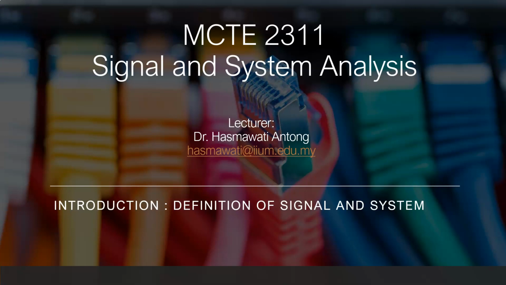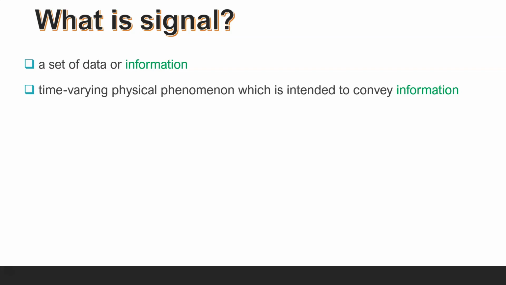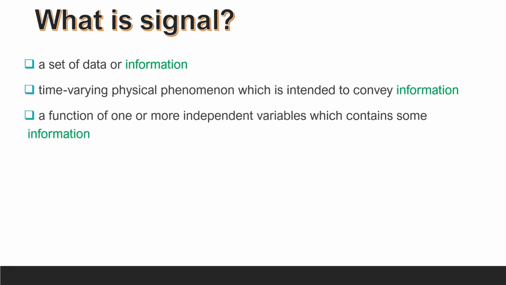In this video, I will talk about the definition of signal and system. So what is a signal? Some books define a signal as a set of data or information, while some other books say that a signal is a time-varying physical phenomenon, such as vibration, temperature, current, voltage, which is intended to convey information. Other books refer to a signal as a function of one or more independent variables which contains some information.